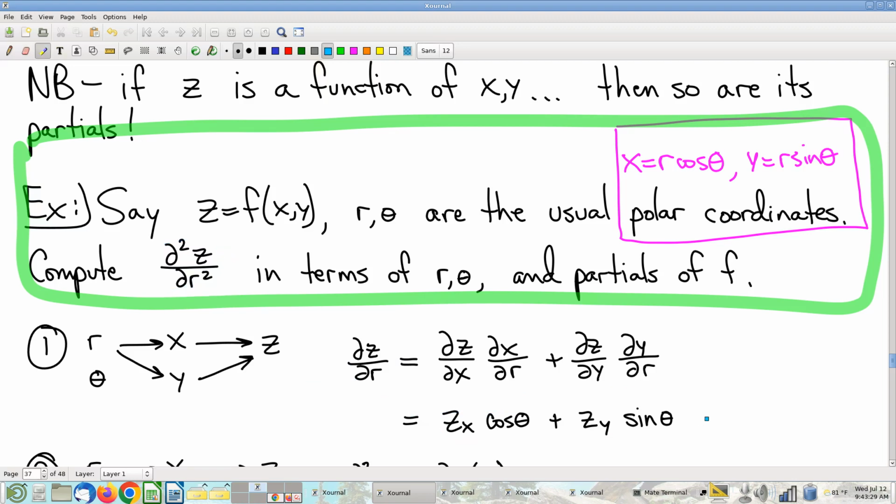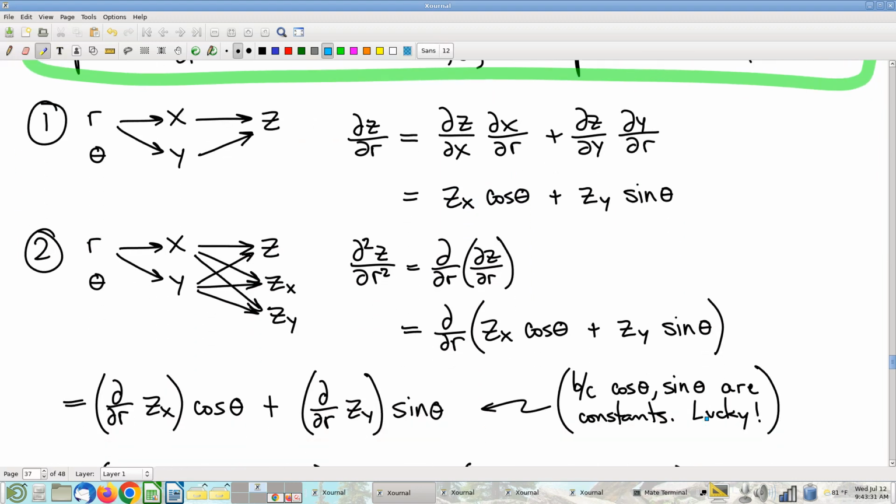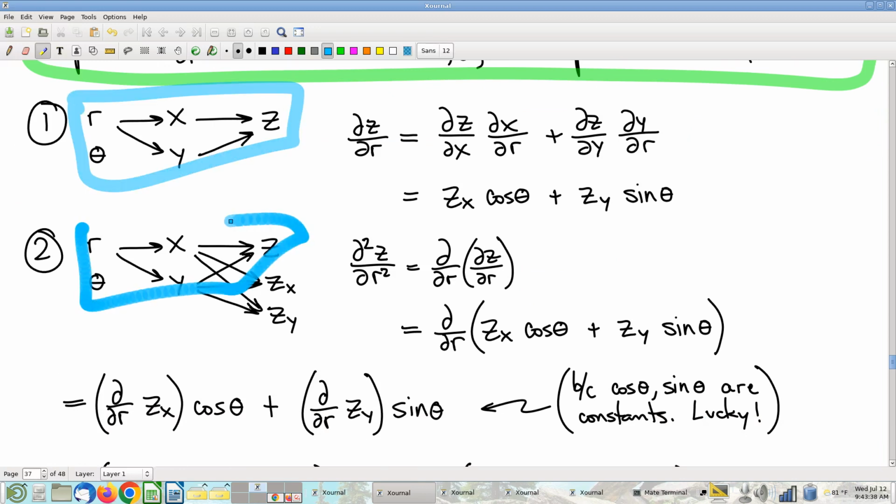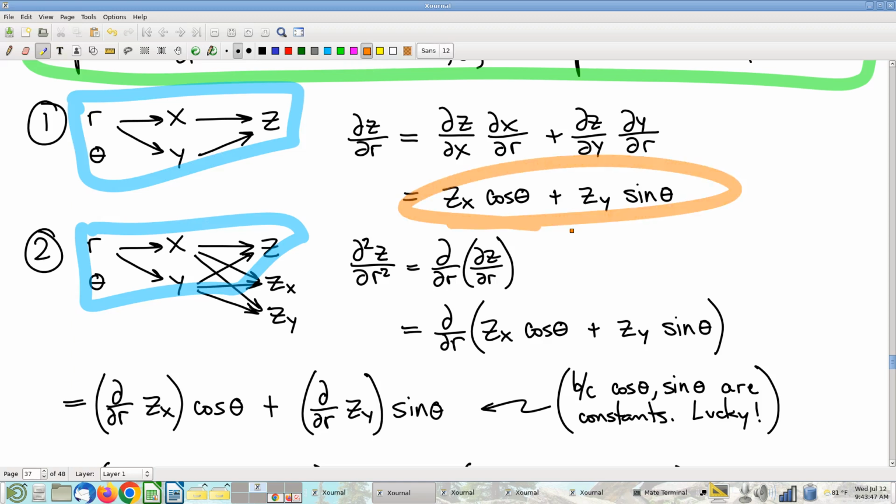Well, what we're going to do is we're going to append our diagram. Now, here's what we previously had. Oh, that's old news, right? But I'm going to be taking an r partial now of this thing, which involves this thing called zx, and zx isn't on my picture up here. Well, what am I supposed to do? How would I take an r partial of zx?